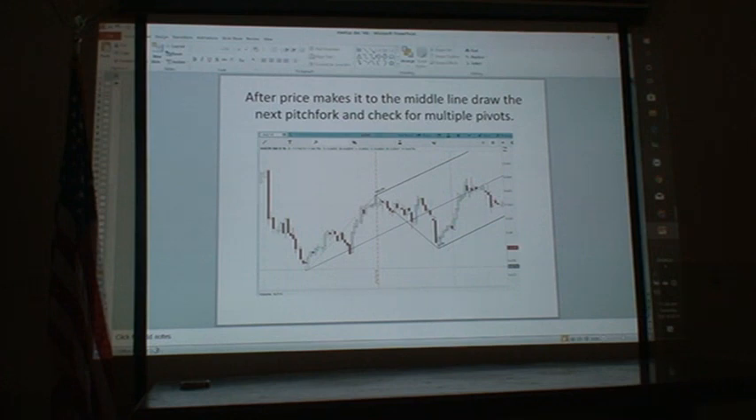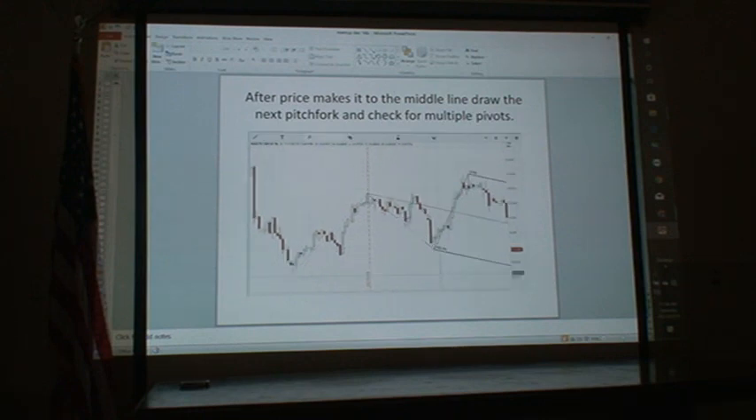After price makes it to the median line, draw the next pitchfork and check for multiple pivots. So we can see here, prices went up, up, up. You have some pivots along the way. And if you draw the next median line, it would be a downsloping one. Let's take a look. Okay, so after prices make it to the median line, draw the next pitchfork and check for multiple pivots. Here we have multiple pivots, a high pivot along the way, and coming down to make a third pivot.